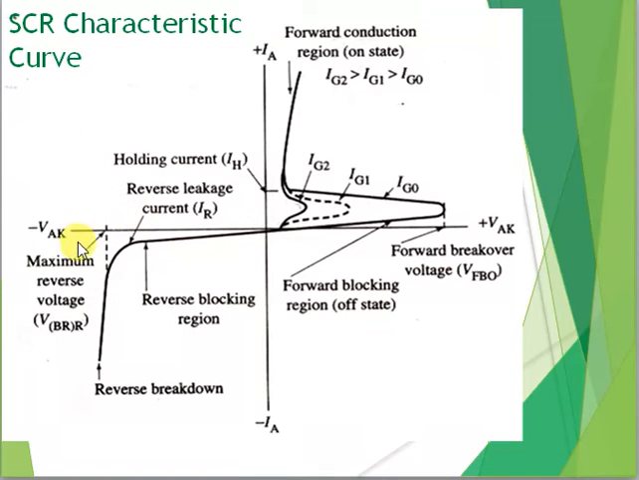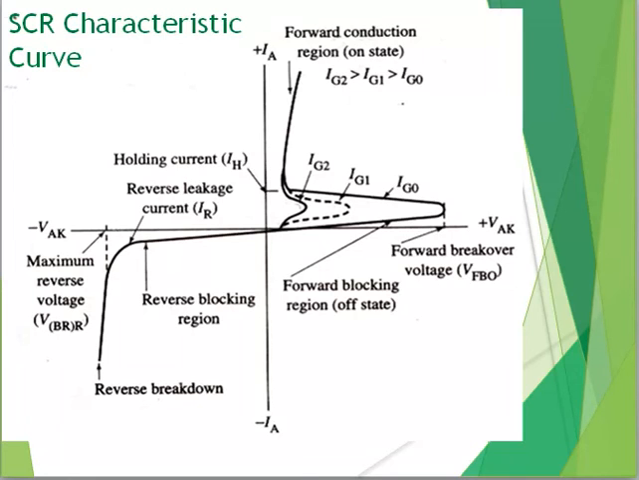Now let's see reverse characteristics. For a small reverse voltage, a small reverse leakage current flows until a breakdown takes place at the reverse breakover voltage VBR. As soon as the reverse breakdown takes place, a large current flows through SCR, whereas the voltage across the device remains constant. Hence, it is dangerous to operate SCR in the reverse breakdown state because it may be damaged due to overheating.